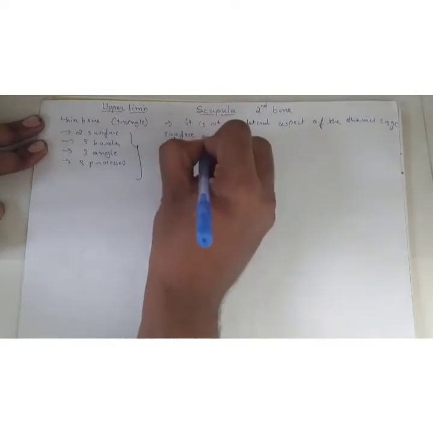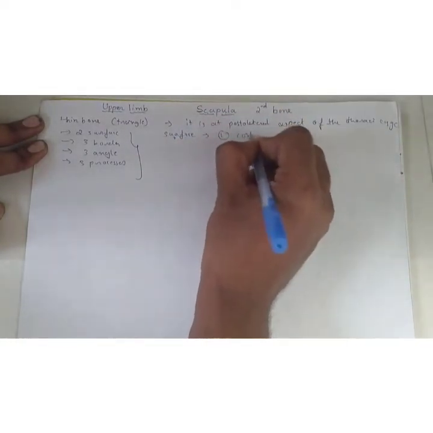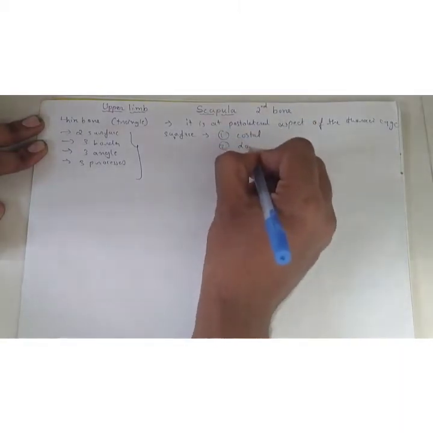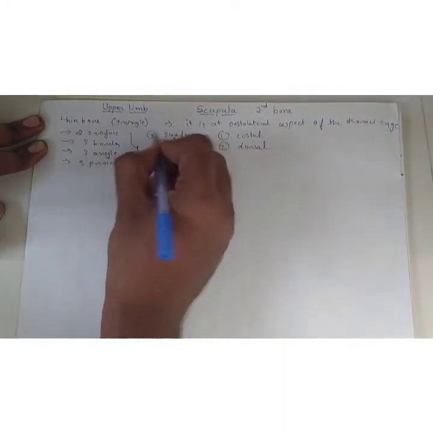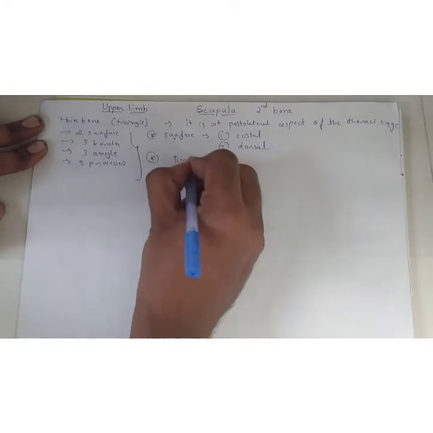Surfaces. It is two types. First, costal, and second, dorsal. These two are the surfaces. Now, borders.